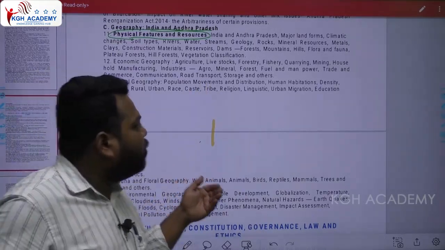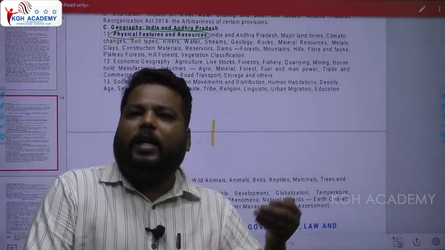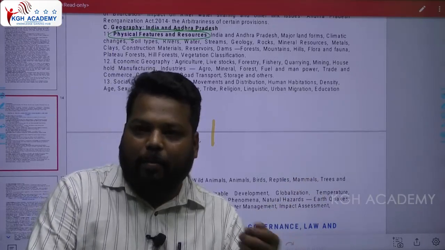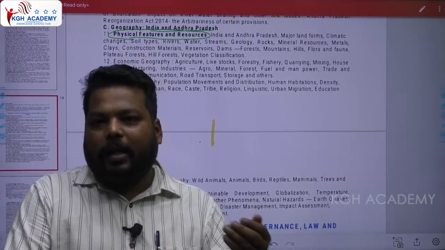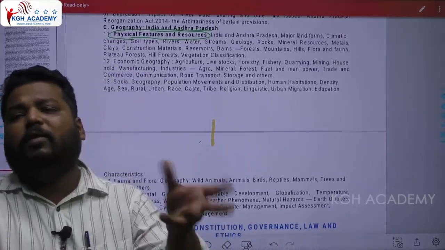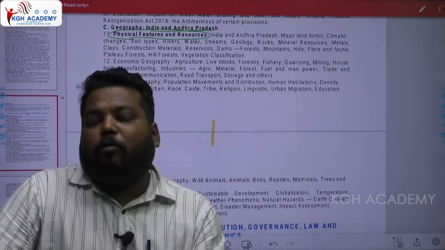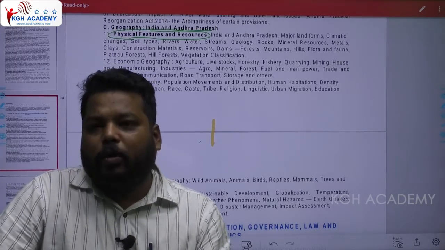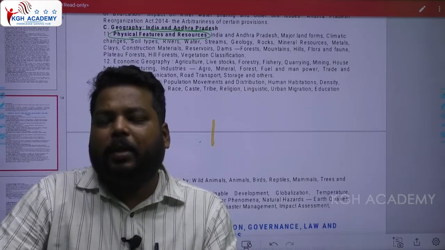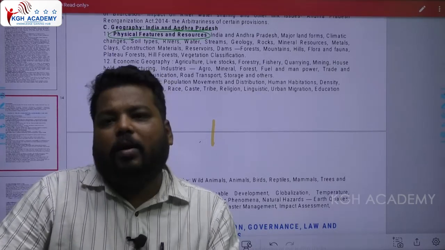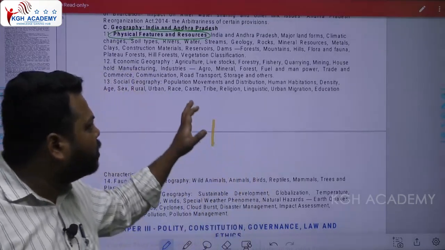So what are the physical features of India and Andhra Pradesh generally? There are the Himalayas, the Great Plains, the peninsular plateaus, the coastal plains, and the islands. These are the physical features of India. Then what are the physical features of Andhra Pradesh? We have valley-like structures created by the Godavari and Krishna. We have the Eastern Ghats present in Andhra Pradesh. We have regional hills and regional divisions. All these regional aspects come into this picture.